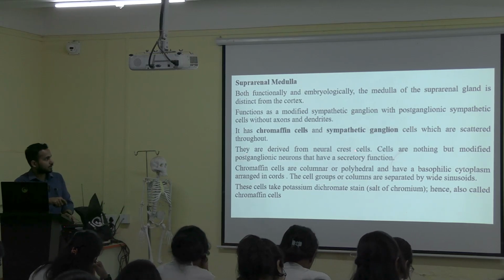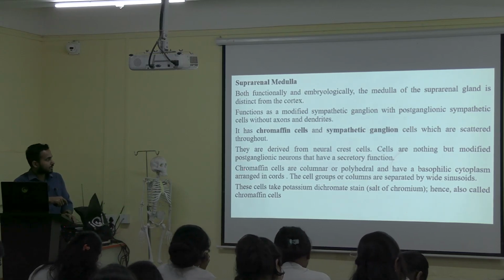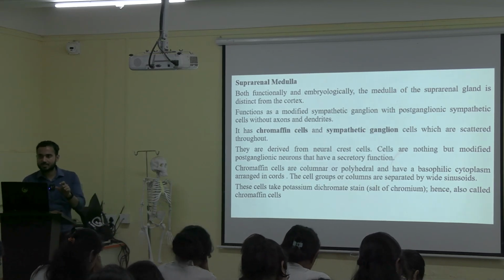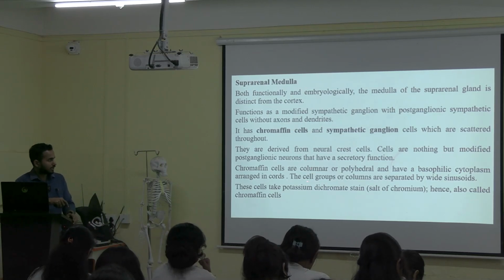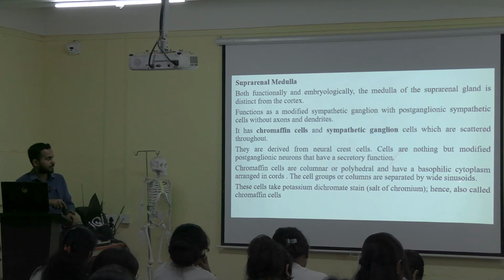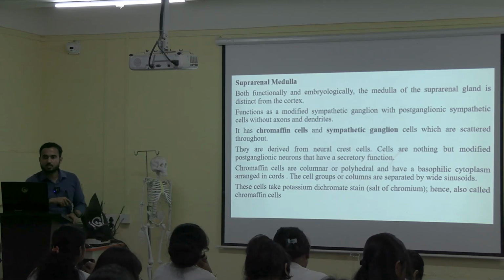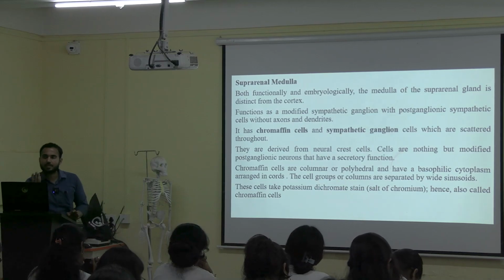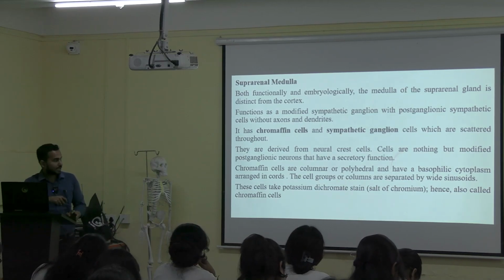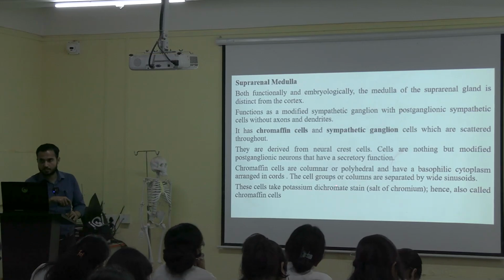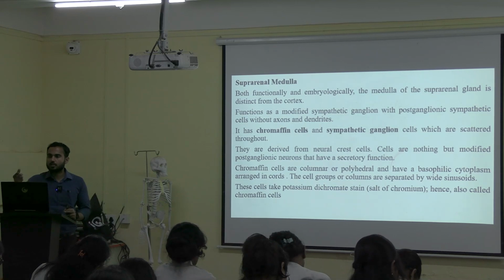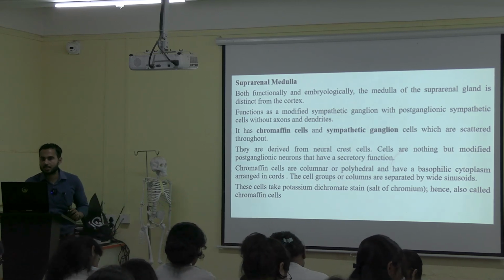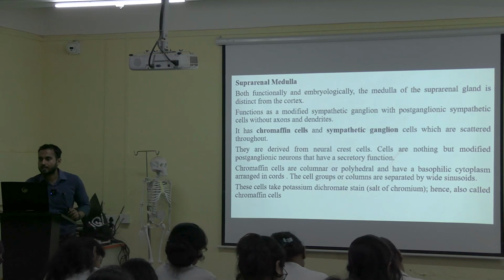They are derived from the neural crest cells. These chromaffin cells are columnar or polyhedral, with basophilic cytoplasm. The cell groups or columns are separated by wide sinusoids. Why are they called chromaffin cells? Because a special type of dye is taken up by these cells, called potassium dichromate. If you want to stain and identify the cells of the medulla, you have to use this special stain, potassium dichromate.